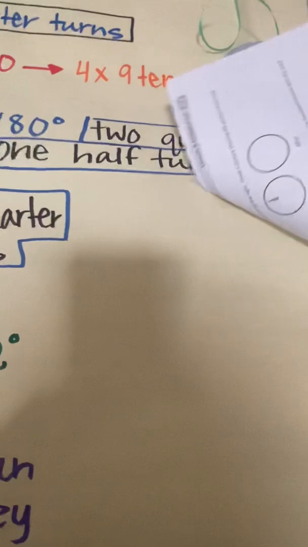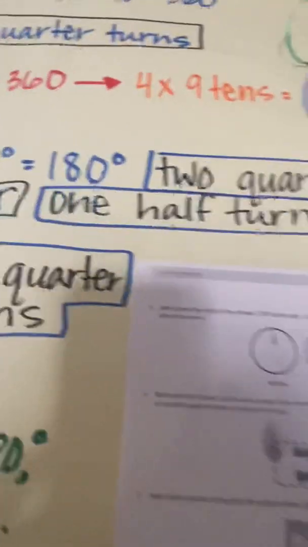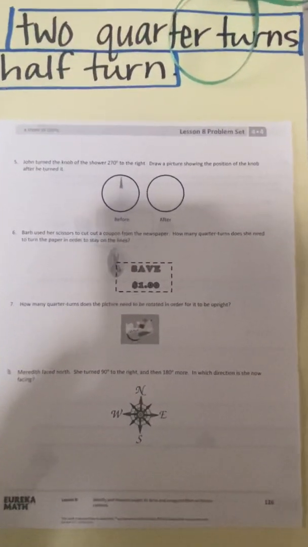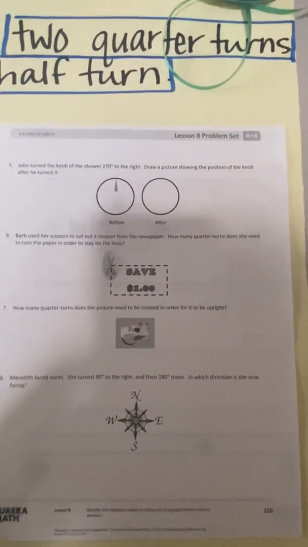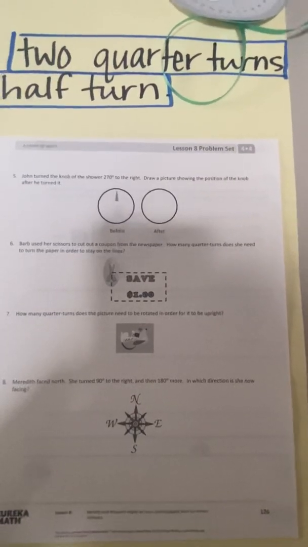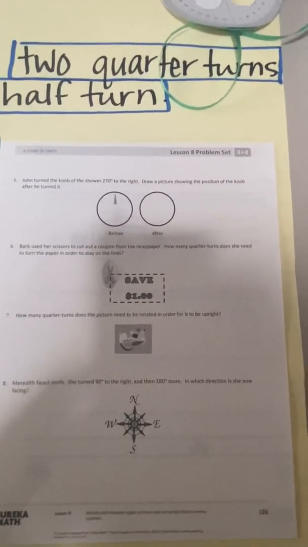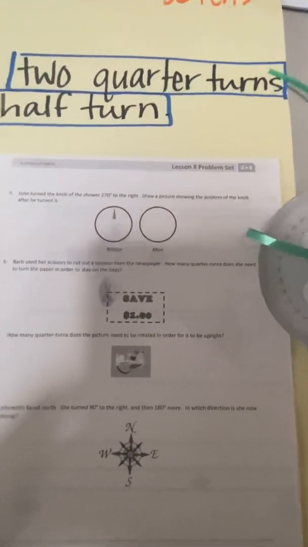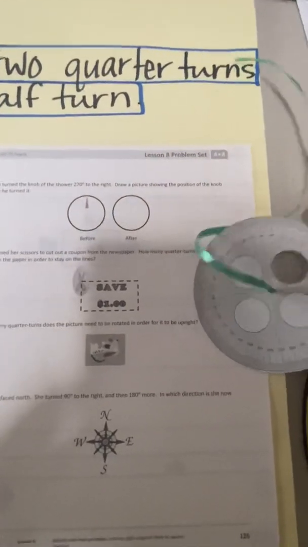And then if you turn your page over, you'll have some other familiar figures and context to use these 45-degree angles, 90-degree angles, okay? Using your protractor, it's always good to come back and reference our protractor.